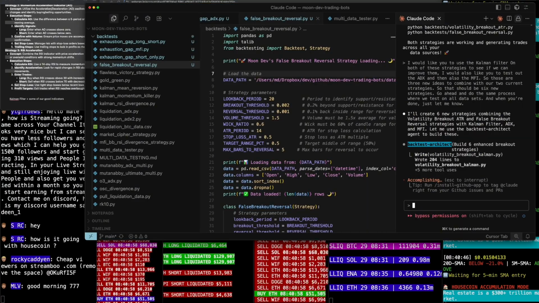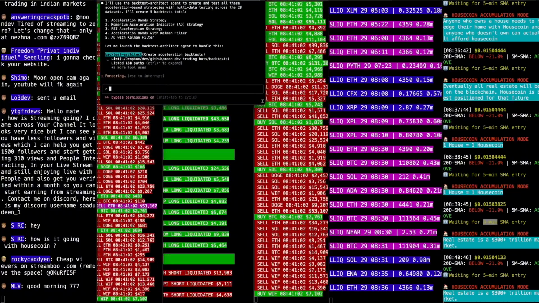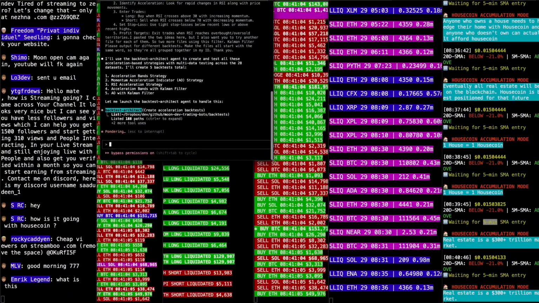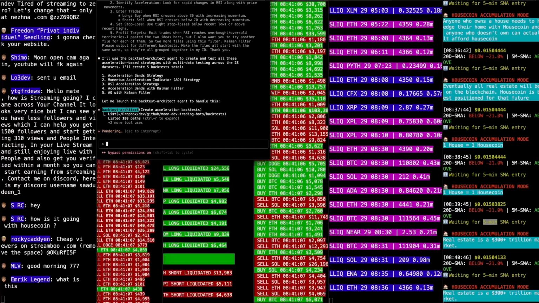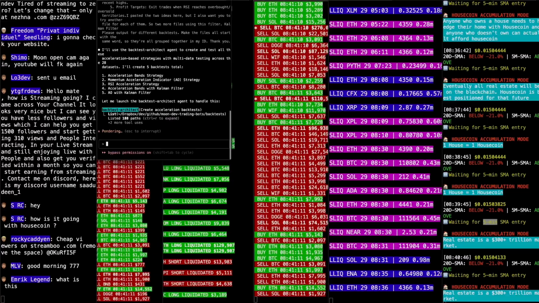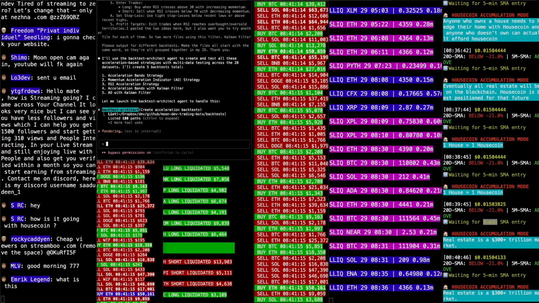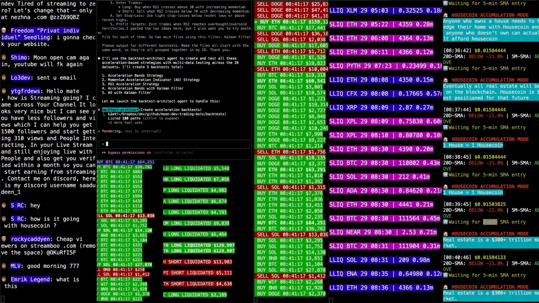Backtest architect going on that one, and backtest architect going on this one. So this is a sub agent, and it's super sick, dude. What is this? I'm backtesting trading strategies to see if they work in the past. If they work in the past, they're much more likely to work in the future. But if they don't work in the past, then I wouldn't run them.